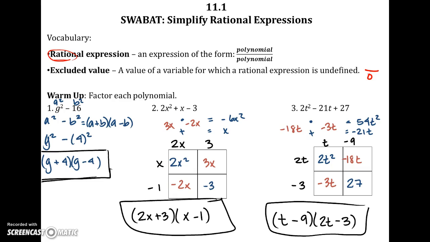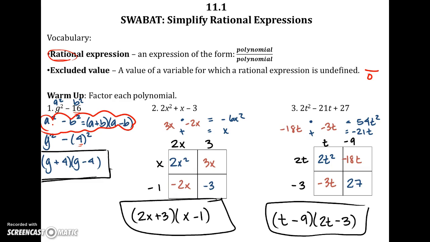From your warm-up, you were told to factor each polynomial. If you did that, then for number 1 I used a special product: a squared minus b squared equals a plus b times a minus b. So I asked myself the question, what squared gives me g squared? g. What squared gives me 16? 4. This is a special pattern that you're going to use a lot, especially in this chapter, so memorize this if you have not.